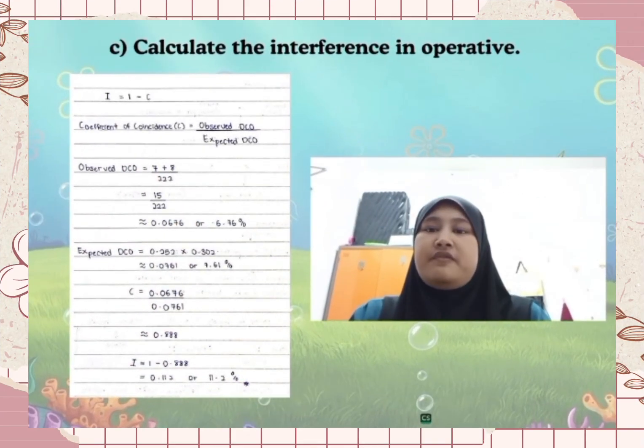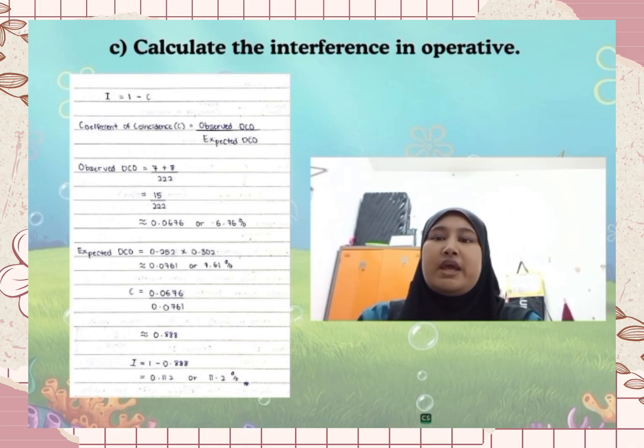I will explain question C. First, we find the observed DCO frequency by dividing our smallest data groups, 7 plus 8, by the total offspring of 222. This calculation of 15 divided by 222 gives us approximately 0.0676 or 6.76%. Second, we need to calculate the expected DCO frequency by multiplying the distance of both gene regions, which is 0.252 times 0.302. This gives us 0.0761 or 7.61%.